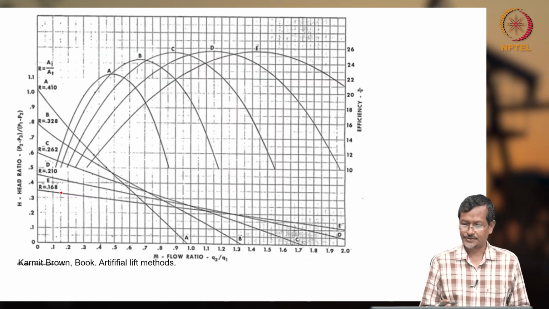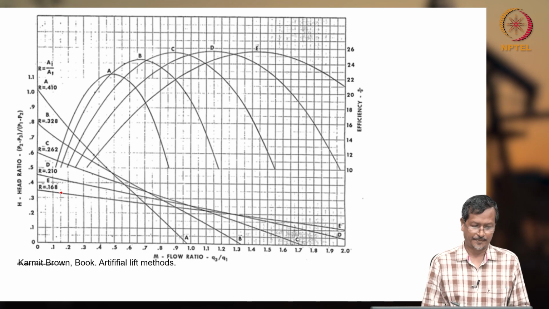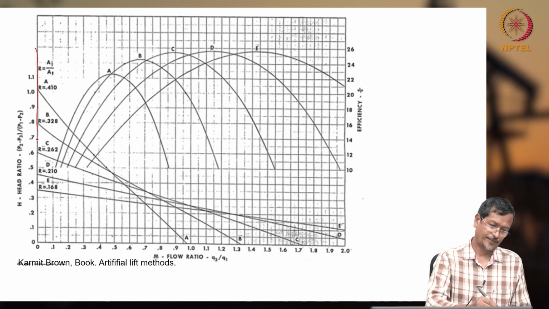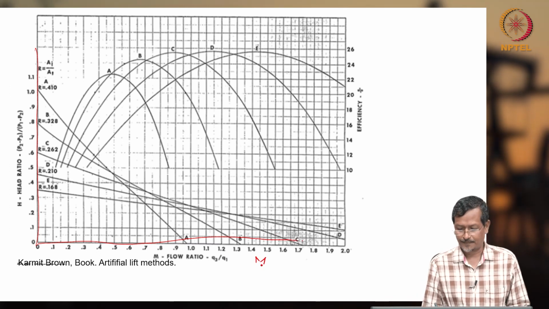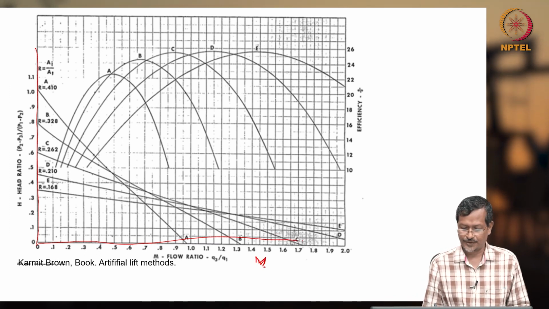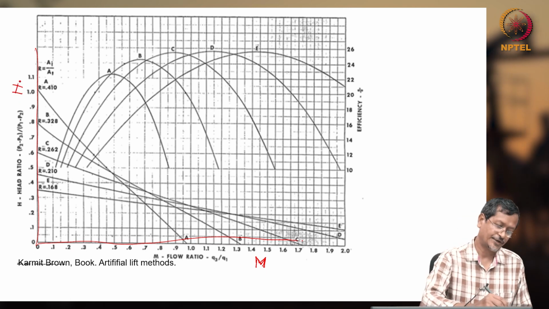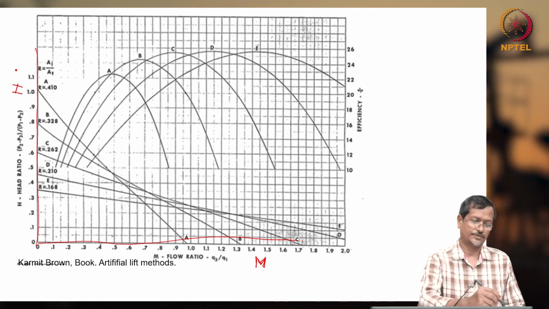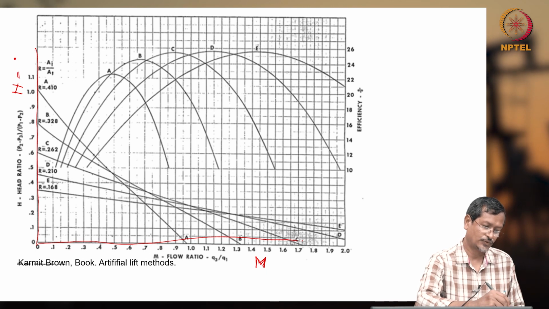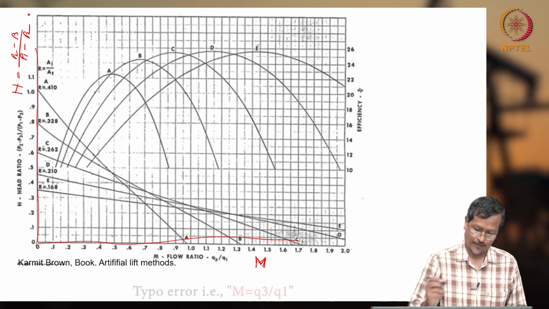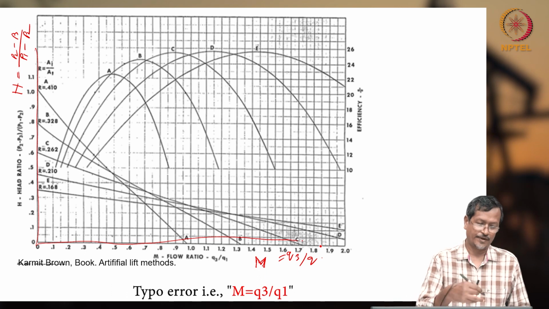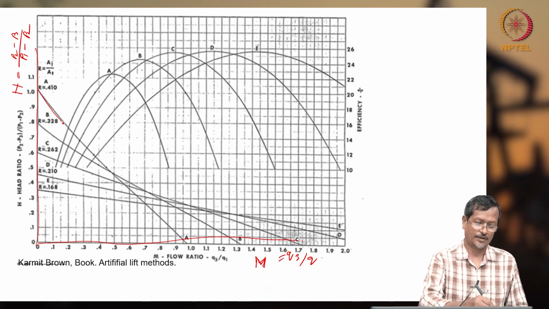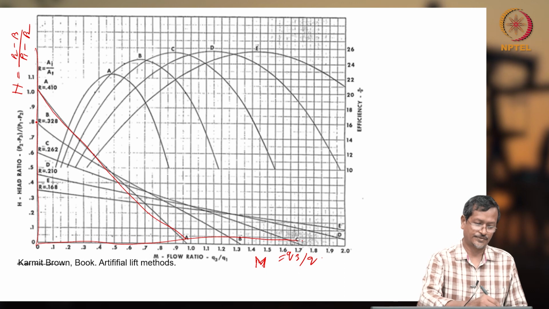Okay, so this figure I've taken from Kermit Brown actually. Normally this figure will be drawn when you're doing an experiment. So this will be flow ratio M, and this will be H, the head ratio. In the previous slide I showed the head ratio formula is P2 minus P3 over P1 minus P2, and the flow ratio is Q3 by Q1. For different R values, you can see these curves.